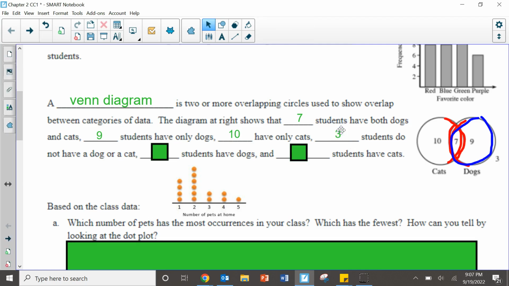3 students do not have a dog or cat. You can see that 3 is hanging out here on the outside. It doesn't fit in either of the categories, so we just have it floating around on the outside.